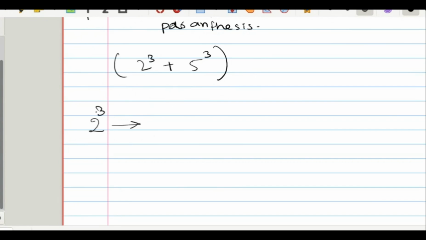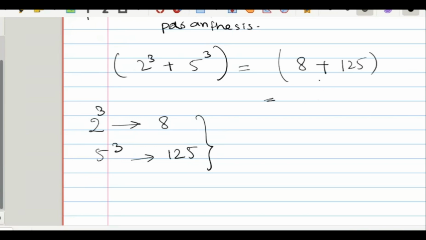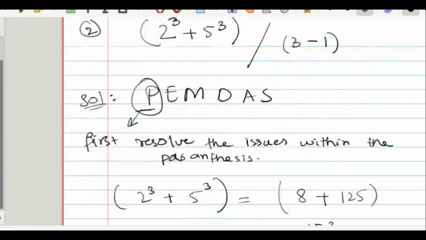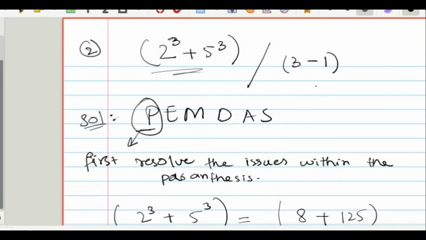This 2 power 3 is actually 2 multiplied by 2 is 4, and 4 multiplied by 2 is 8. And this is 5 power 3. 5 multiplied by 5 is 25, and 25 multiplied by 5 is 125. So we replace 2 power 3 by 8 and 5 power 3 by 125. What is the addition of them? 8 plus 125 is 133.